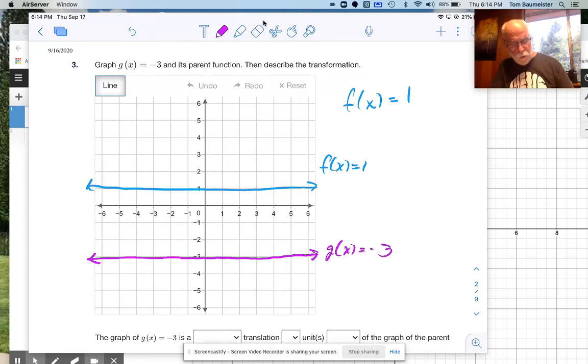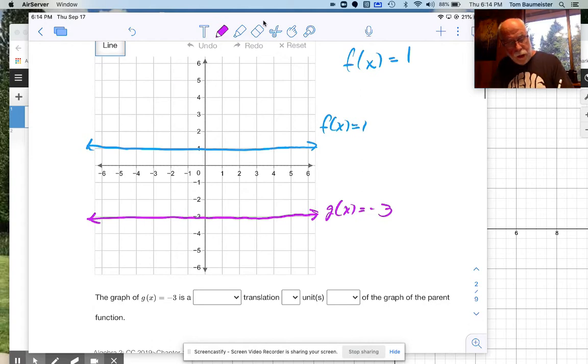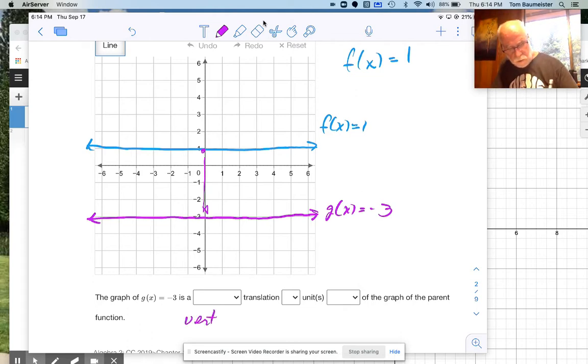And again, what did we do here? Again, if I choose a point, we went down 4. So it's a vertical translation, 4 units down of the parent function.